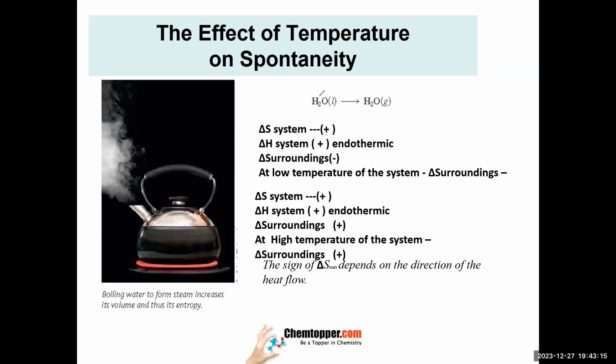This is the system, water. This is the system in this container, right? The liquid is getting converted into gas. What is happening to the entropy of the system? Entropy of the system increasing or decreasing? Increasing. So positive sign.